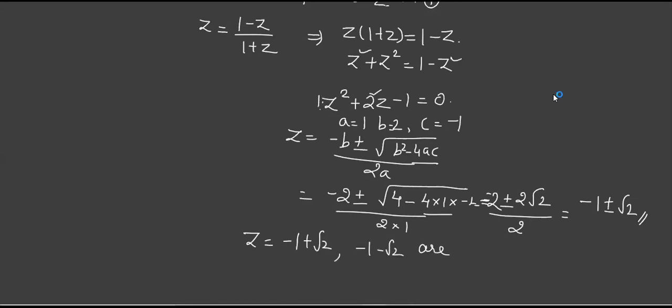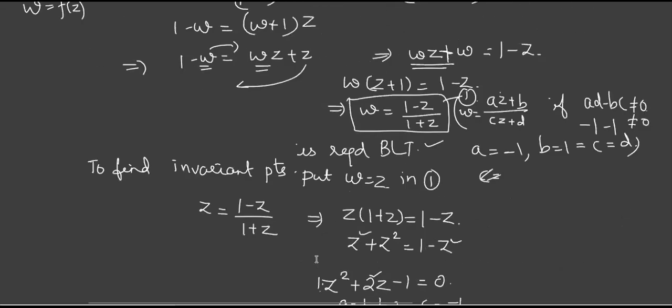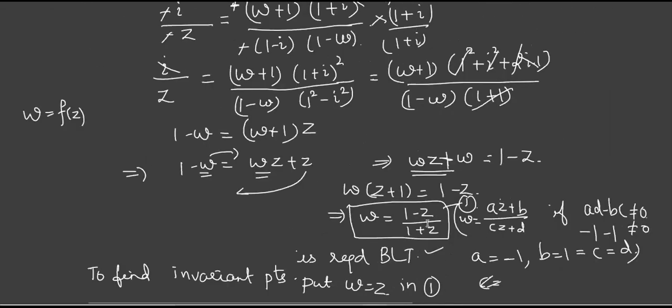Can you tell me what these are called? Invariant points. I'll tell you the meaning of this. That means if I take in the Z plane the point as minus 1 plus root 2, in the W plane also I will get the same image. It means the corresponding value of W is also minus 1 plus root 2, under this equation. Are you getting it? That is what is called invariant.